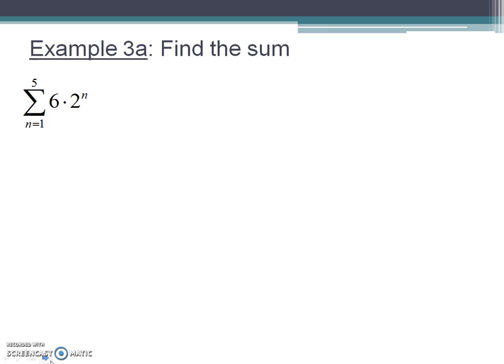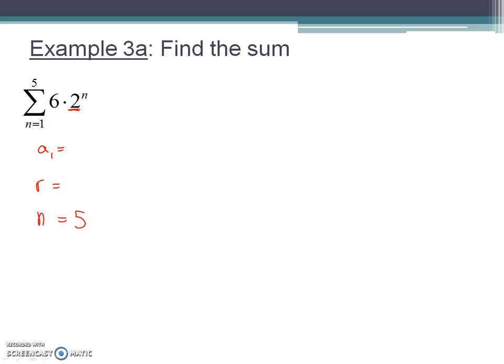All right, here's one. We're going to find the sum from the first term to the fifth term of the geometric sequence 6 times 2 to the n. So we need to find a sub 1, we need to figure out r, and we need n. So first of all, n, pretty easy, going from the first term to the fifth term. It is quite simply 5.